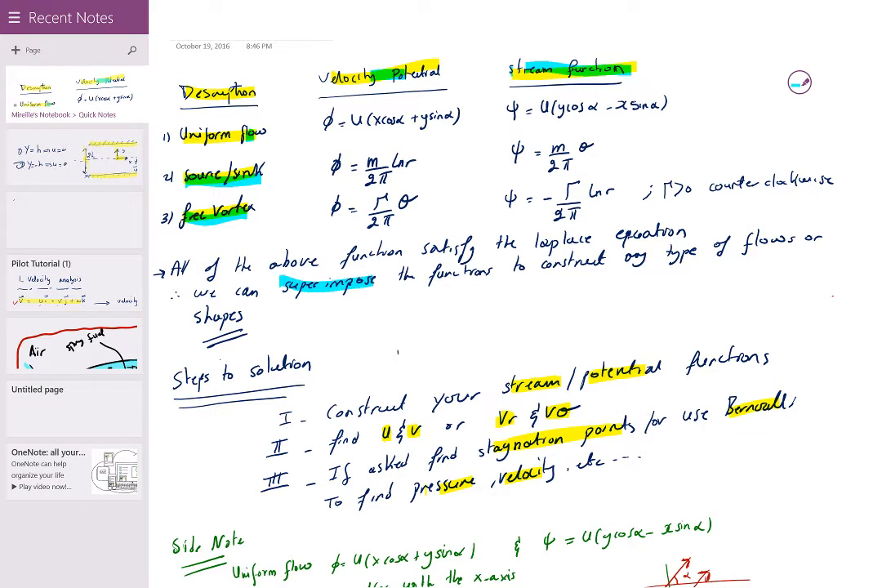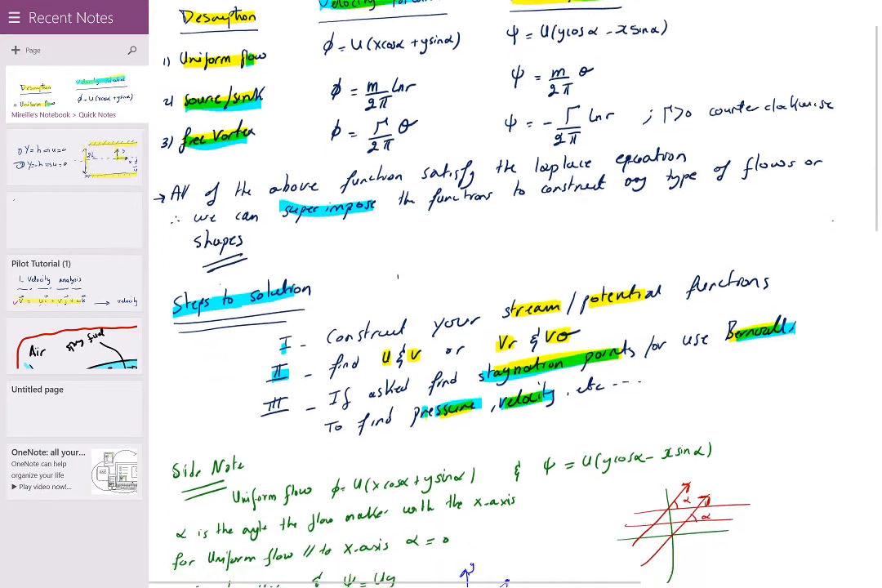Now, the steps to solve any of these problems are very mechanical, and basically most of the time you're going to be using the same thing. First, you will construct your stream or potential functions. Then next, you will find your u and v, or v_r and v_theta if you're working in cylindrical coordinates. And finally, you will answer the question. Usually the question will tell you find me the stagnation points or find the pressure and velocity, and we can definitely use Bernoulli because the velocity potential is there, which means that the flow is irrotational.